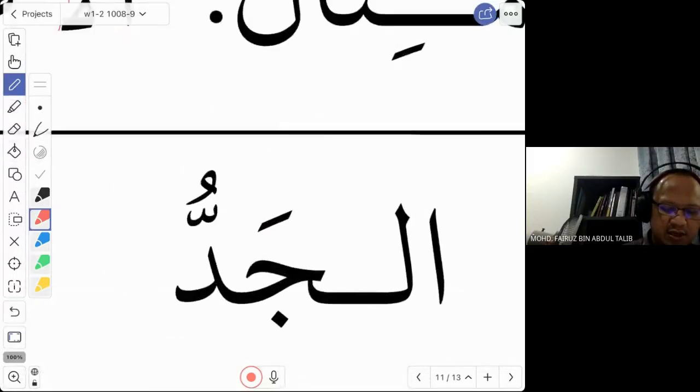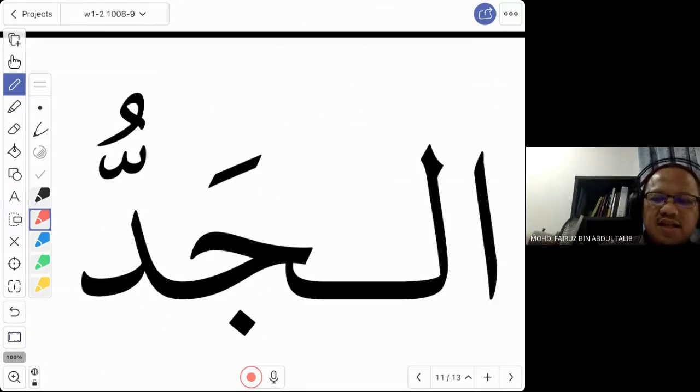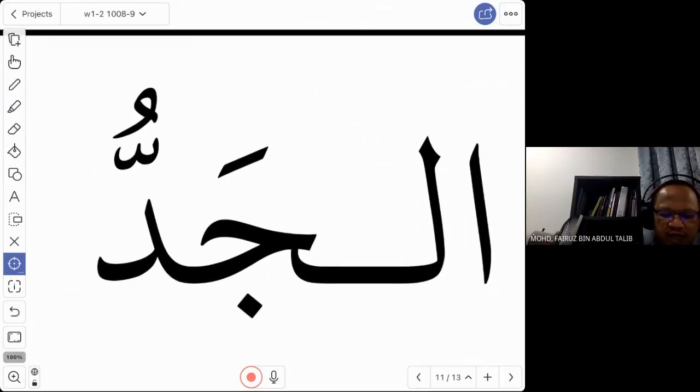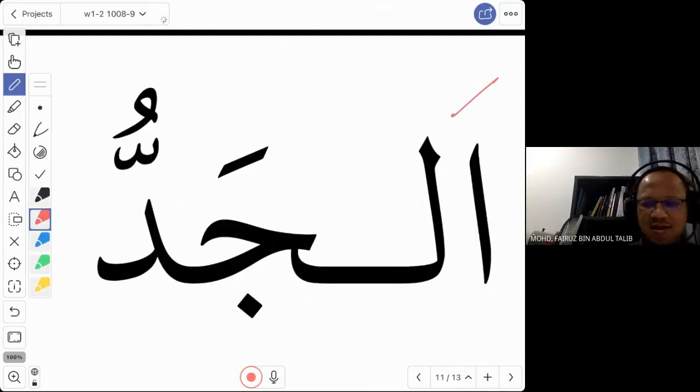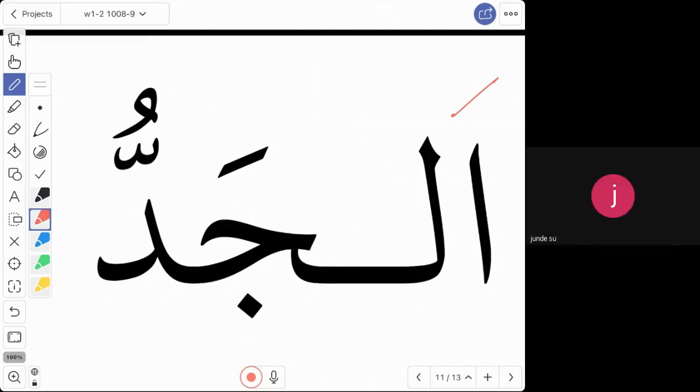Next word. Okay. This word is Jaddu, which means grandfather. Jaddun, a grandfather. Now, they want to say the grandfather, they add alif lam. How do we read the word now? Yes, Majid. Try. How do you read this word? Jaddu, you add alif lam. Try again. I don't hear the lam. Do you read the lam or without the lam sound? Ajaddu? Yes, sir. Ajaddu.